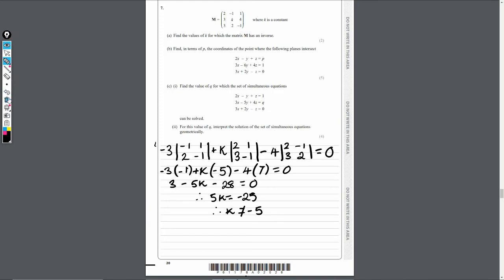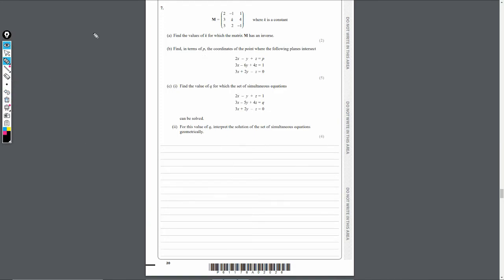So we'll just quickly clear all this. Let's jump on to part B now. So part B, what have we got to do? Well, we've got to find, in terms of p, the coordinates of the point where the following planes intersect. Okay, so we're looking at this set of equations here. Notice this is identical to this. So it's 2, minus 1, 1, 2x minus y plus z. Okay, so that's my first line of my matrix.